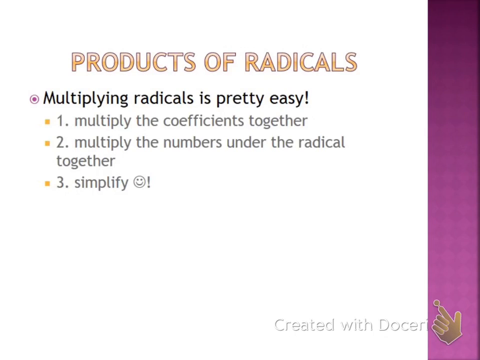Products of radicals. Multiplying radicals is pretty easy. You multiply the coefficients together, those are the numbers out in front. You multiply the numbers that are under the radicals together. You leave them under the radical for now. And then we simplify the whole thing.